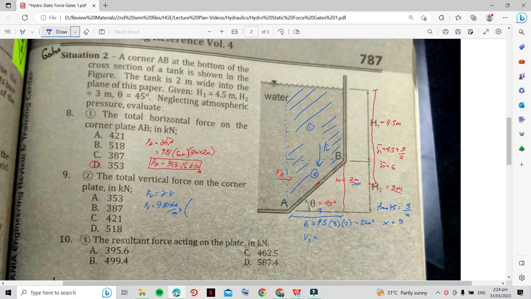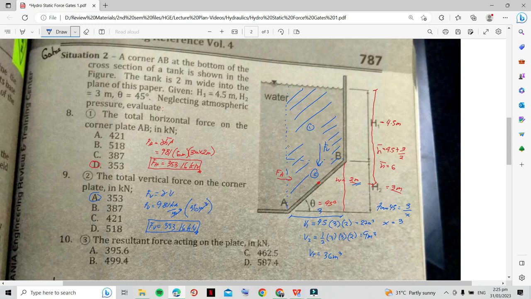Volume 2 is equal to 1/2 of 3 times 3 times 2, which is equal to 9 meter cube. So the total volume is equal to 36 meter cube. We substitute the total volume here, 36 meter cube, cancel the meter cube, and you are only left with kilonewton. So the answer is 353.16 kilonewton. That's letter A.